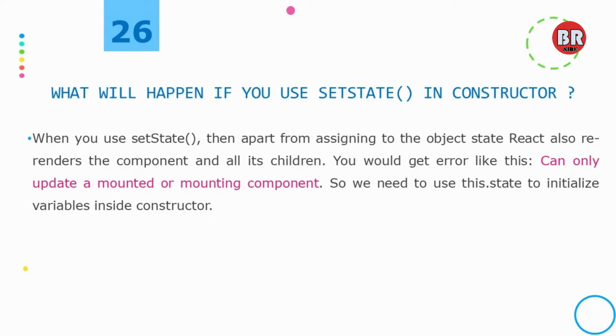What will happen if you use setState in constructor? When you use setState, then apart from assigning to the object state, React also re-renders the component and all its children. You would get an error like this: Can only update a mounted or mounting component. So we need to use this.state to initialize variables inside constructor.